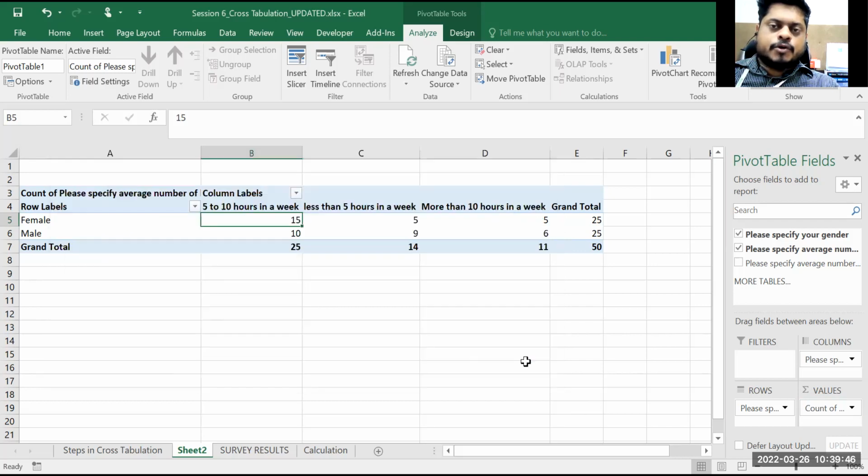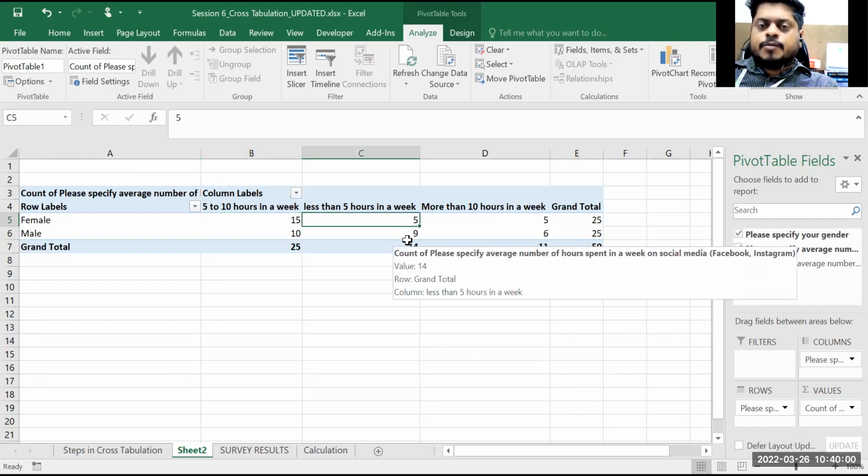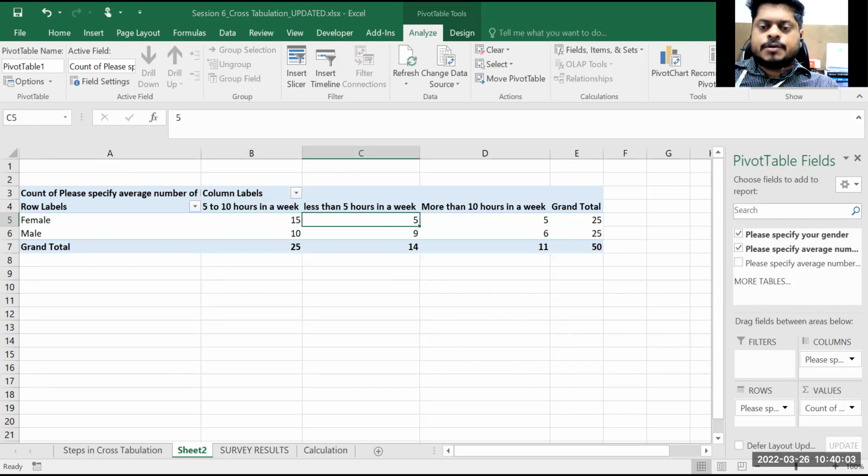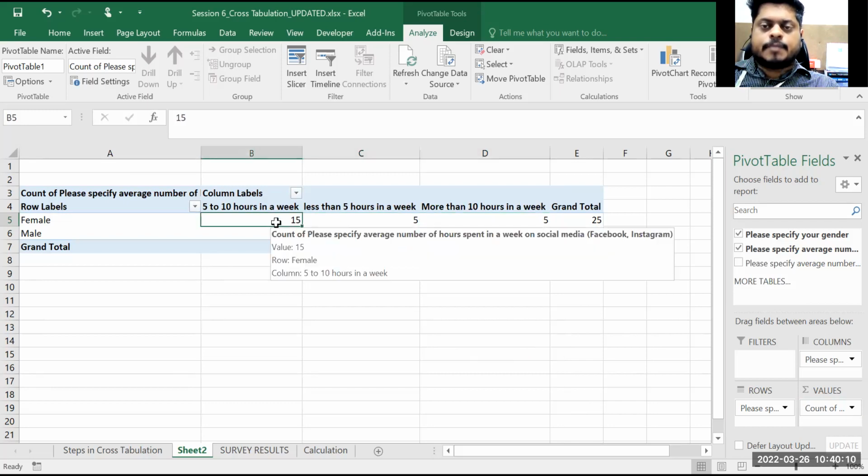So what are we actually trying to find? How many people are there? So that is count data. How many female students are spending 5 to 10 hours in a week? How many female students are spending less than 5 hours in a week? How many female students are spending more than 10 hours in a week? So it is not average or sum data. It is count data. We are counting the number of female students and male students, right? So when we are talking about cross tabulation, it is always about the count data.